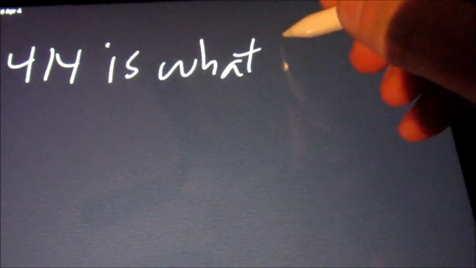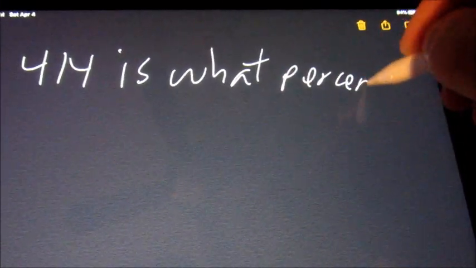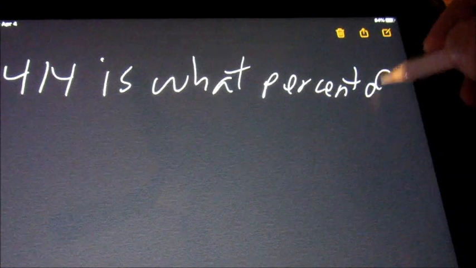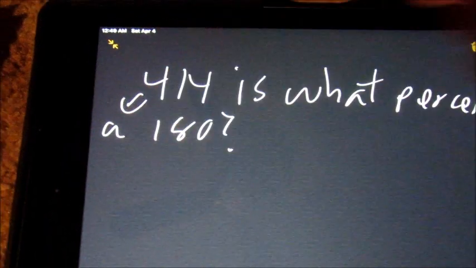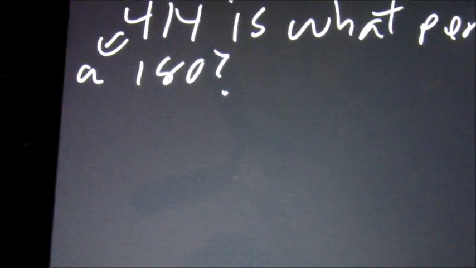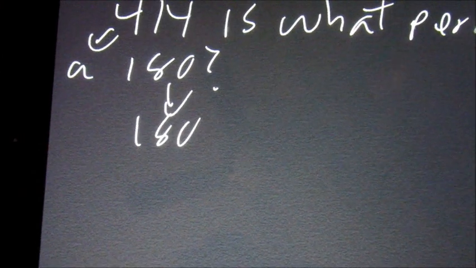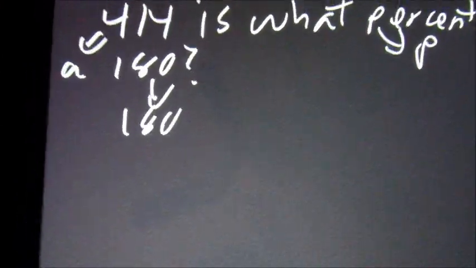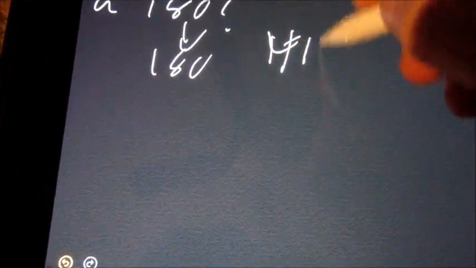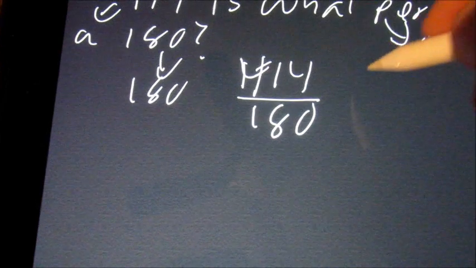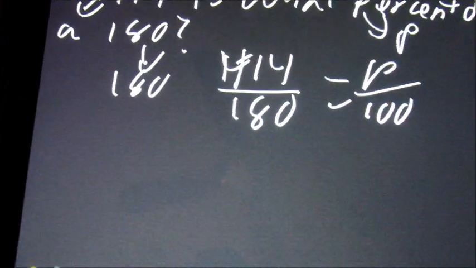Another way that it may be written is 414 is what percent of 180. So "is", which is 414, is the A, "of" is the 180, and what percent is the P. So 414 over 180 equals P over 100.